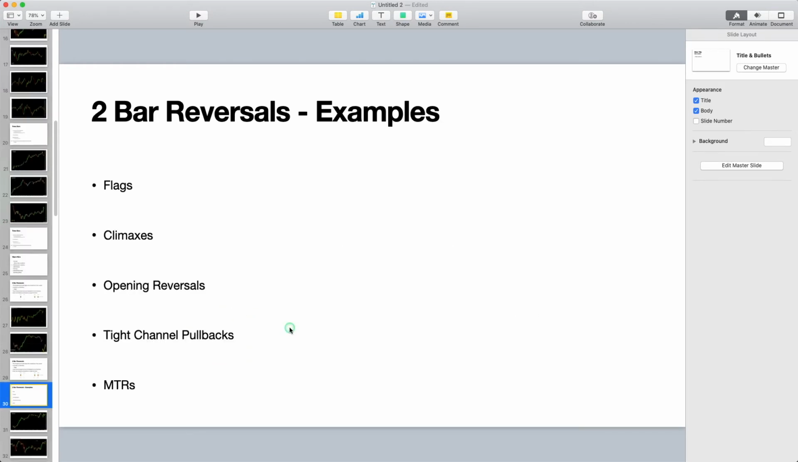I'm going to show some examples of 2-bar reversals in a bull flag context, in climaxes, and opening reversals, in tight channel pullbacks, and major trend reversals. So I'm going to show 1 or 2 examples of each just to get a sense of what a 2-bar reversal looks like in different contexts.